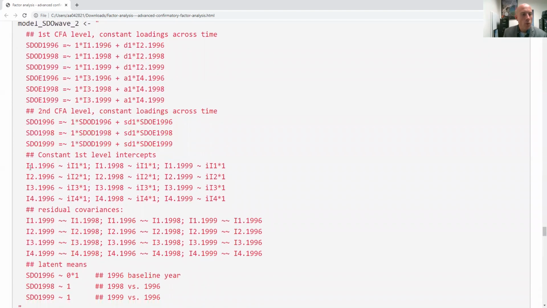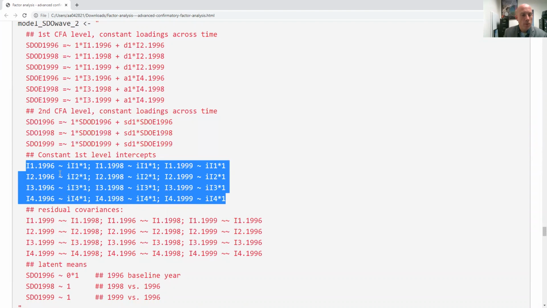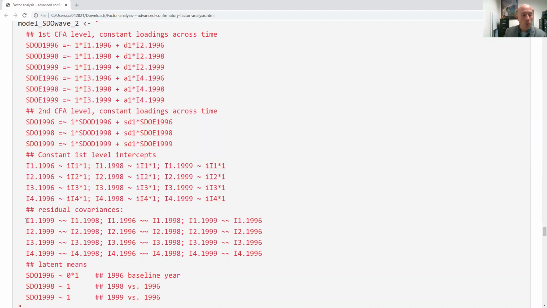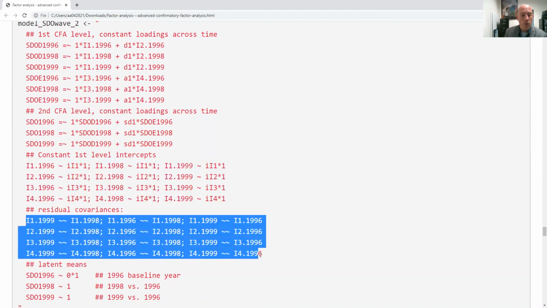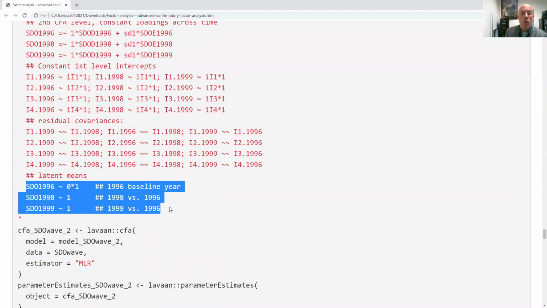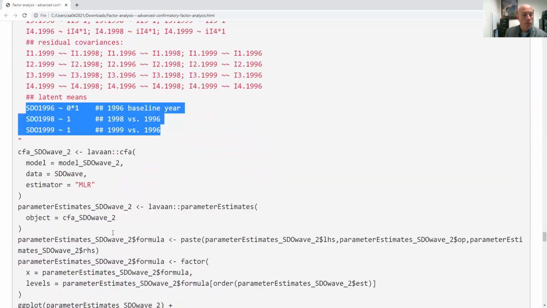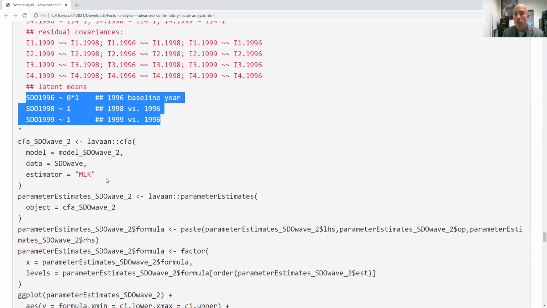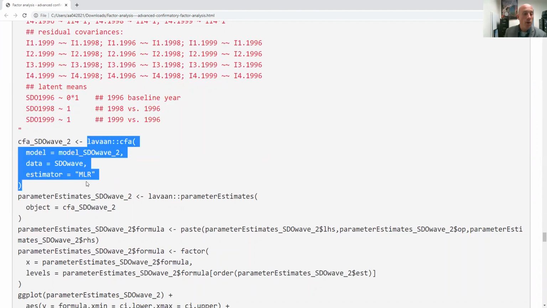All right, so now we want to do regression here. So here we're going to have constant first level intercepts. Now we want to take a look at residual covariances. And now we want to take a look at latent means using regression. And so that just sets up the formula. That doesn't actually do the confirmatory factor analysis. On this step, I'm running the confirmatory factor analysis.